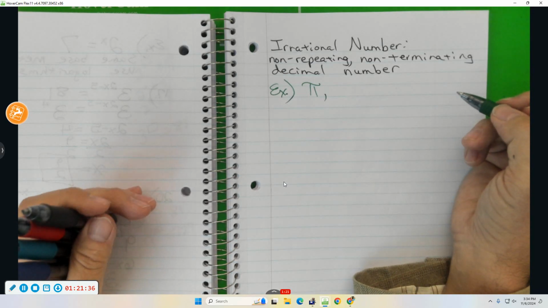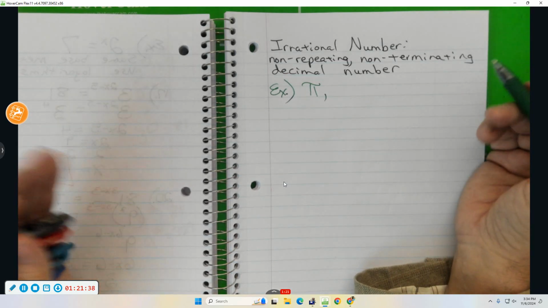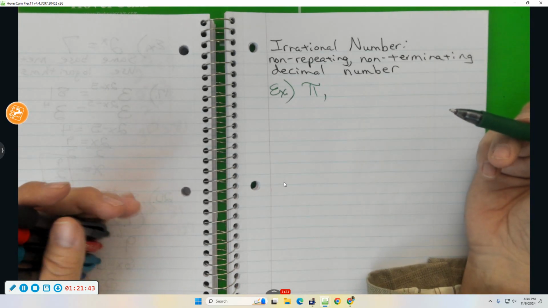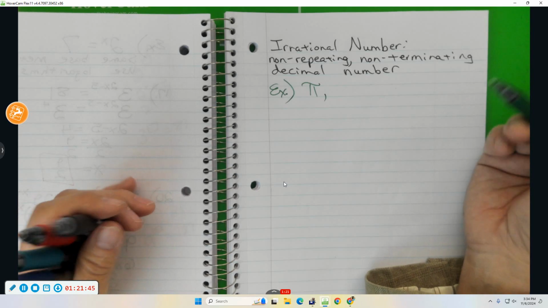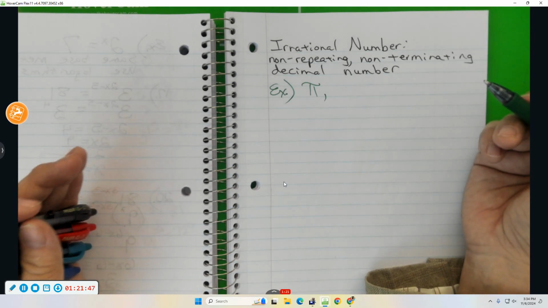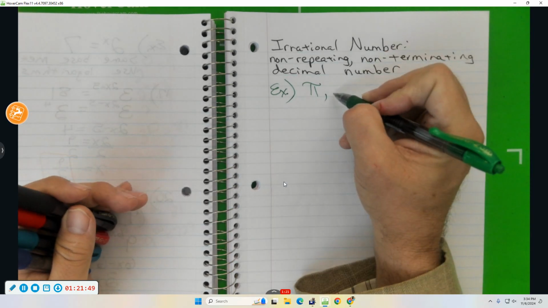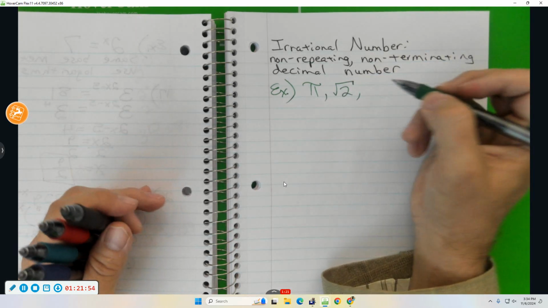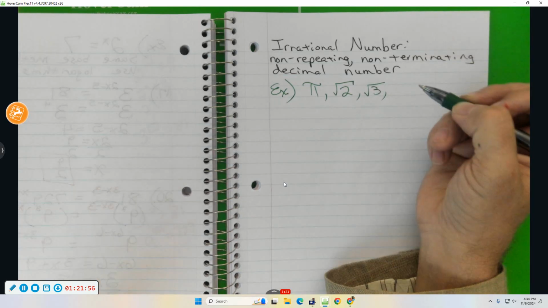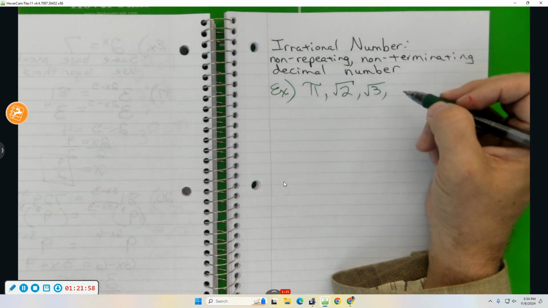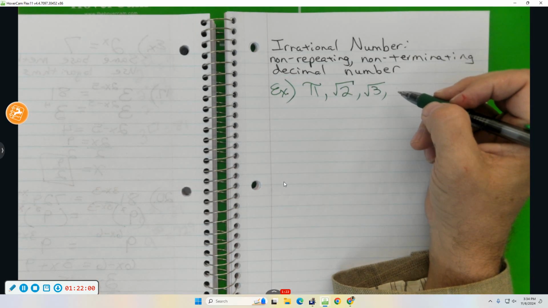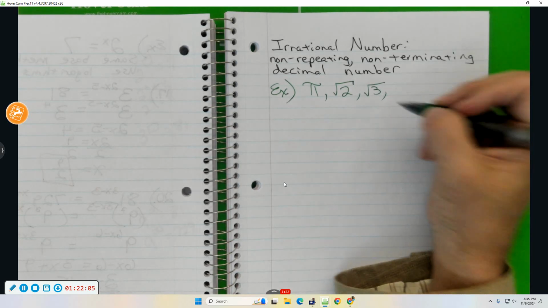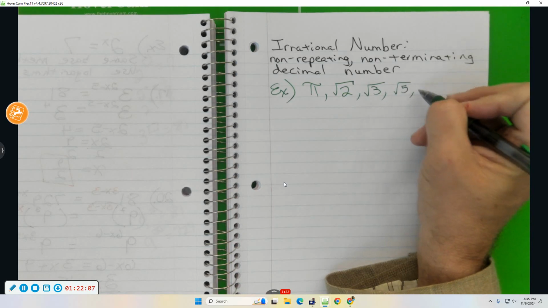And we've been working with irrational numbers since the beginning of the semester. Even though we haven't run into pi this semester before today, any square root that's not a perfect square is an irrational number. The square root of 2, that's irrational. Square root of 3 is irrational. What about the square root of 4? Is that irrational? No, the square root of 4 is 2. But the square root of 5, and so on.